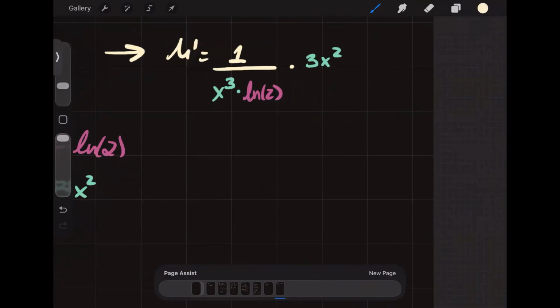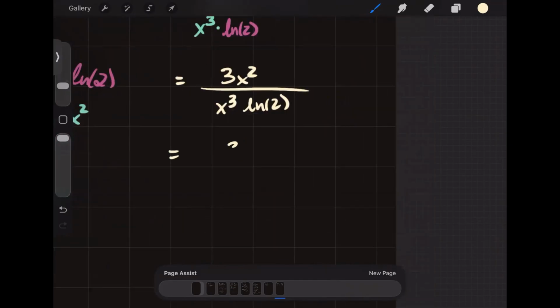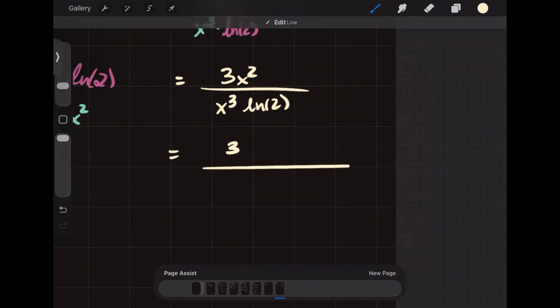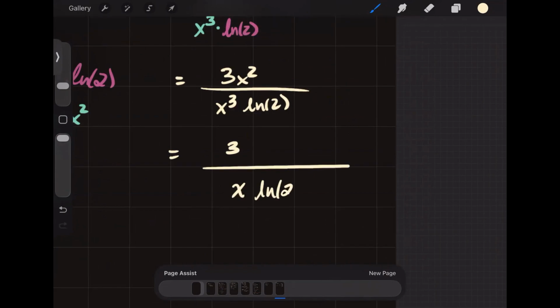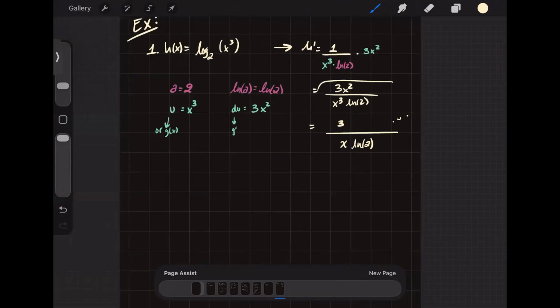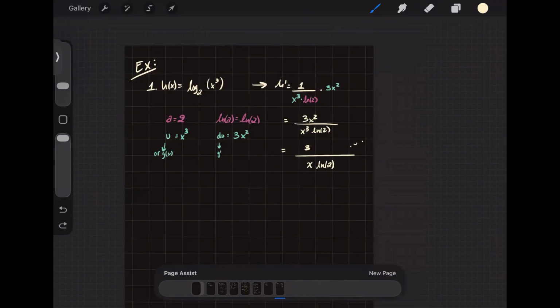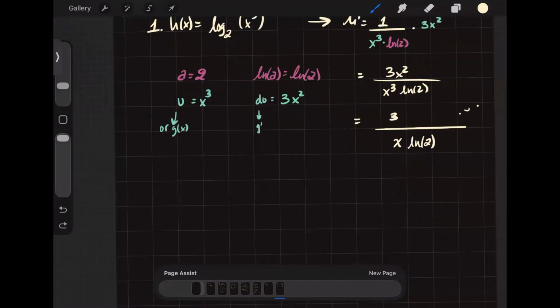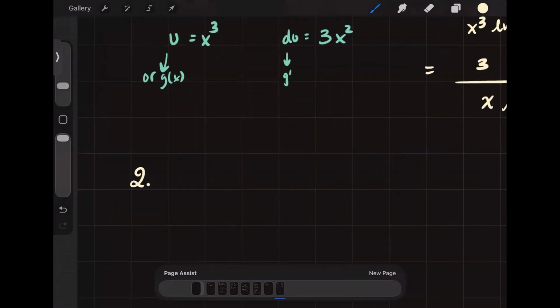Which you can also write as 3x squared over x cubed ln 2, which you can also write as 3 over x ln 2. I'll also accept this. That's also fine. Easy money, right?